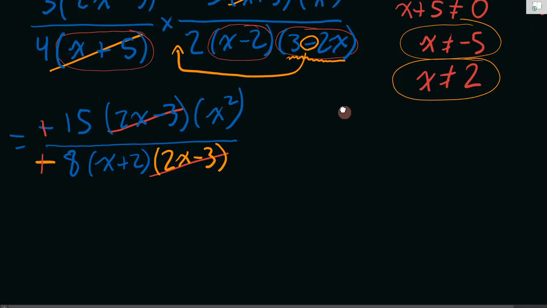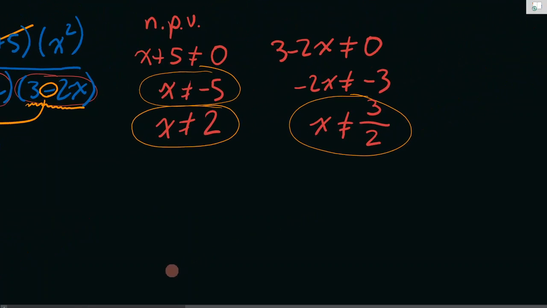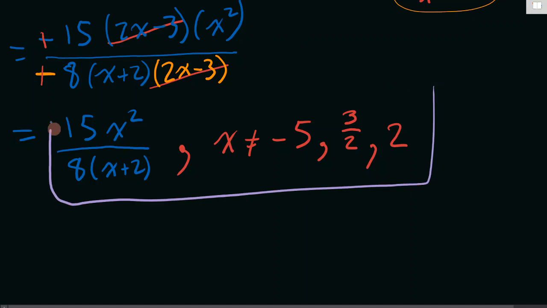So our final reduced expression is 15 x squared over 8 times x plus 2, with our restrictions. Our restrictions from our original expression are, let's do ascending order to be fancy, negative 5, 3 over 2, and 2. So x cannot equal negative 5, 3 over 2, or 2. And there is your complete reduced expression with restrictions.